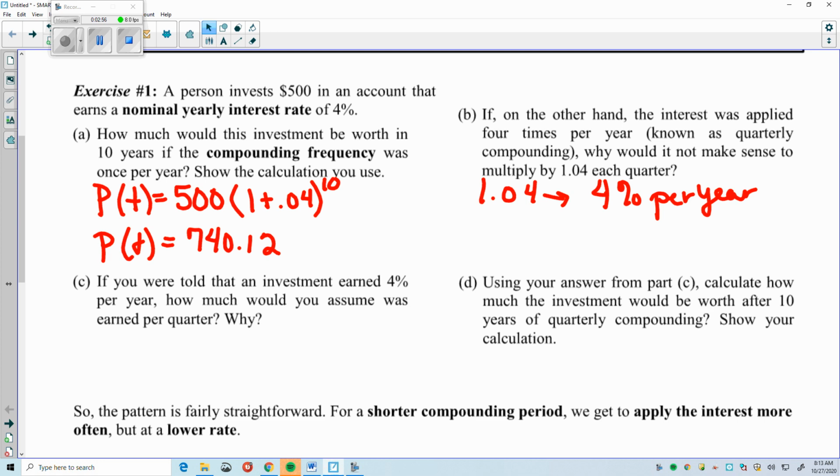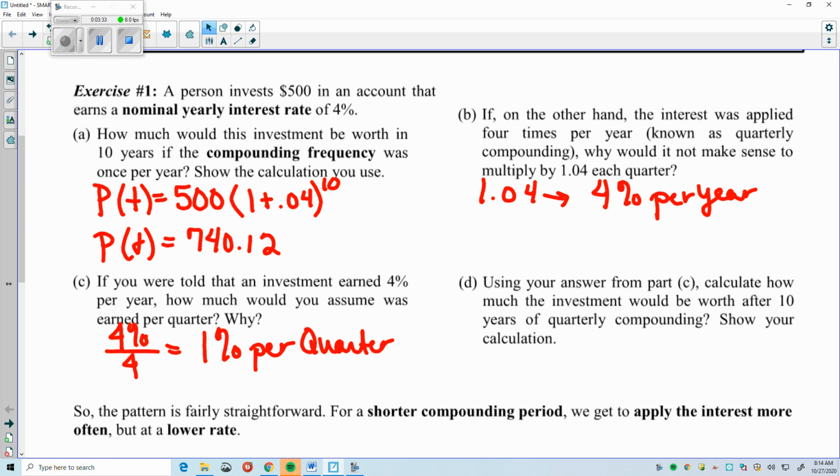All right, so what would happen? If we were told that an investment earned 4% per year, how much would you assume it was earning per quarter? If you have 4% per year, but it's going to be calculated per quarter, that means 4 times a year. I'm going to divide that by 4, and that would tell me 1% per quarter. Using our answer for part C, we're going to calculate how much the investment would be worth after 10 years of quarterly compounding.